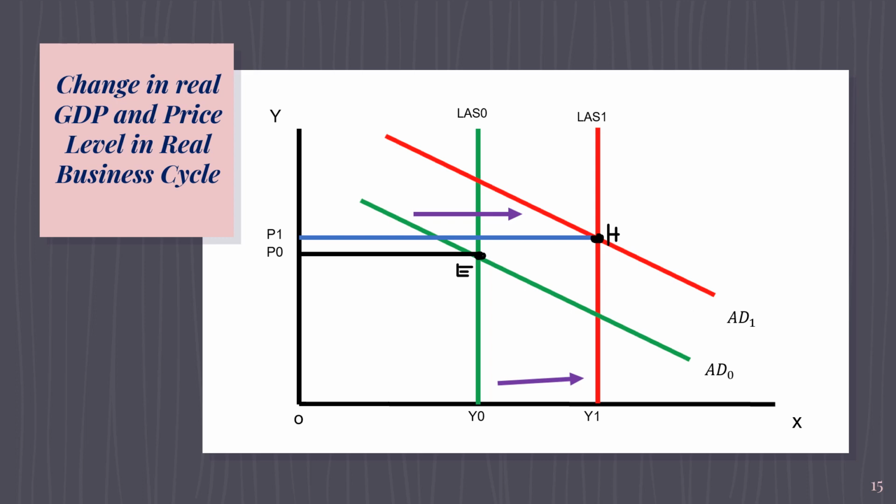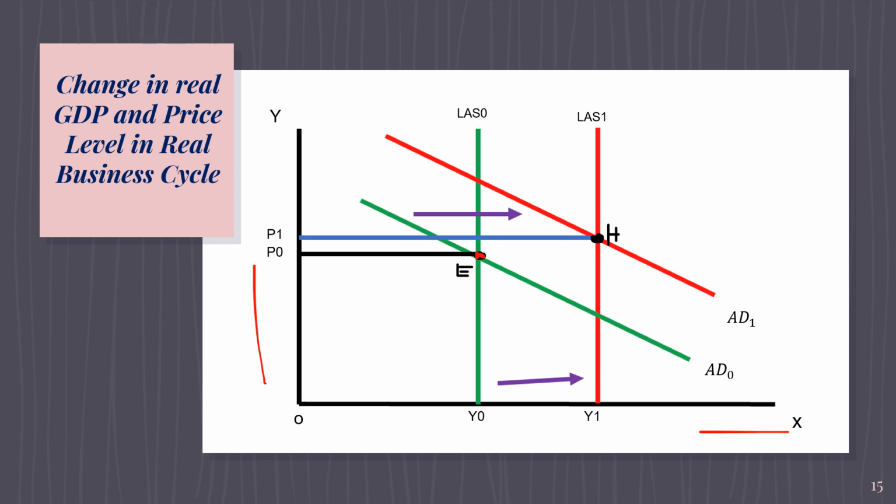Now, let's see how a technological shock affects the real GDP and price level in the real business cycle. You see in this diagram, along the x-axis, it represents the level of output, and along the y-axis, it represents the level of price. LAS0 and LAS1 represent the long-run supply curves, and AD0 and AD1 represent the aggregate demand curves. In this diagram, the initial long-run aggregate supply curve and the aggregate demand curve intersect at point E. So point E is the initial equilibrium point.